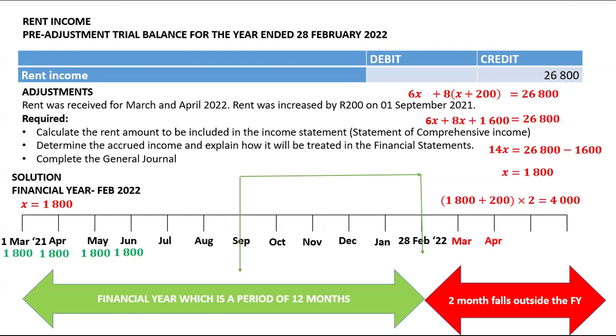So it was 1,800 rand up until September. It was 2,000, and including March and April, that 2,000 rand, 4,000 rand in total falls outside the financial year, which is our income received in advance.